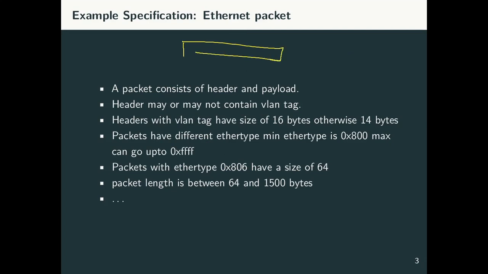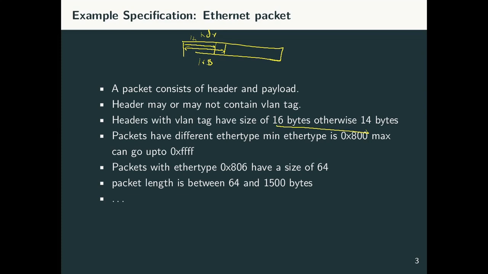header and a payload. Now the header could have a field called VLAN tag, and if it has a VLAN tag, the size of the entire header field is 16 bytes. If it does not have a VLAN tag, the size is only 14 bytes. So that is given over here as our specification.